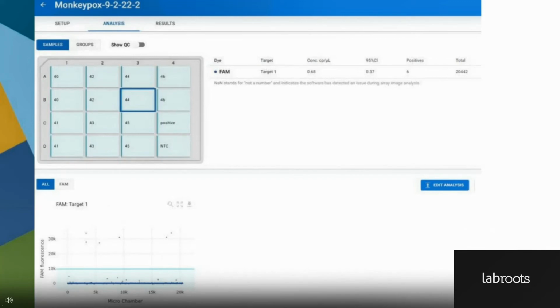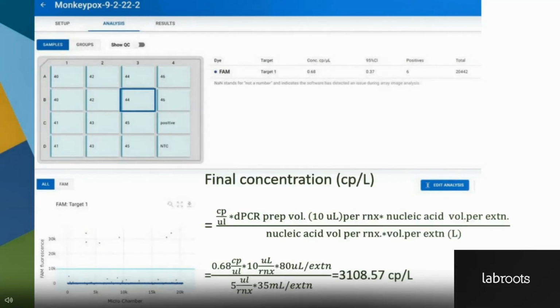We detected monkeypox from raw wastewater samples. So in this project, we processed 35 milliliter raw wastewater samples using the nanotrap hydrogel particles. And after back calculation, we found that the concentration of monkeypox in one sample is 3,100 copies per liter. And then the final concentration is greatly influenced by the concentration factors and the sample processing method we are using.